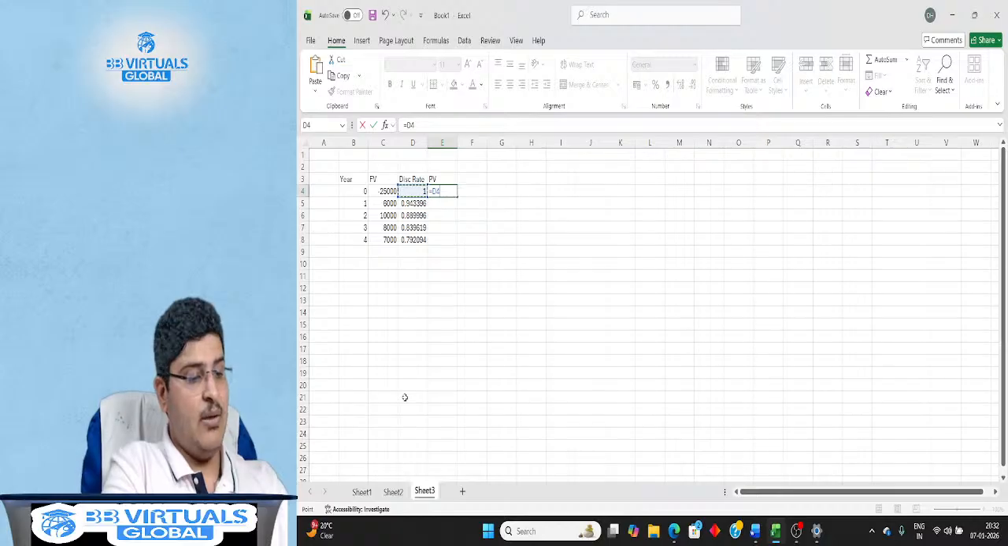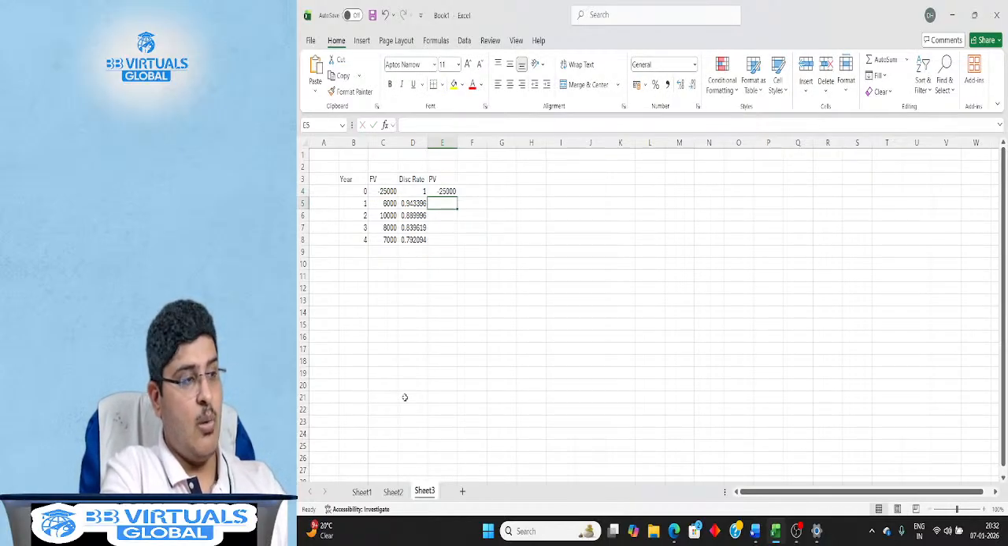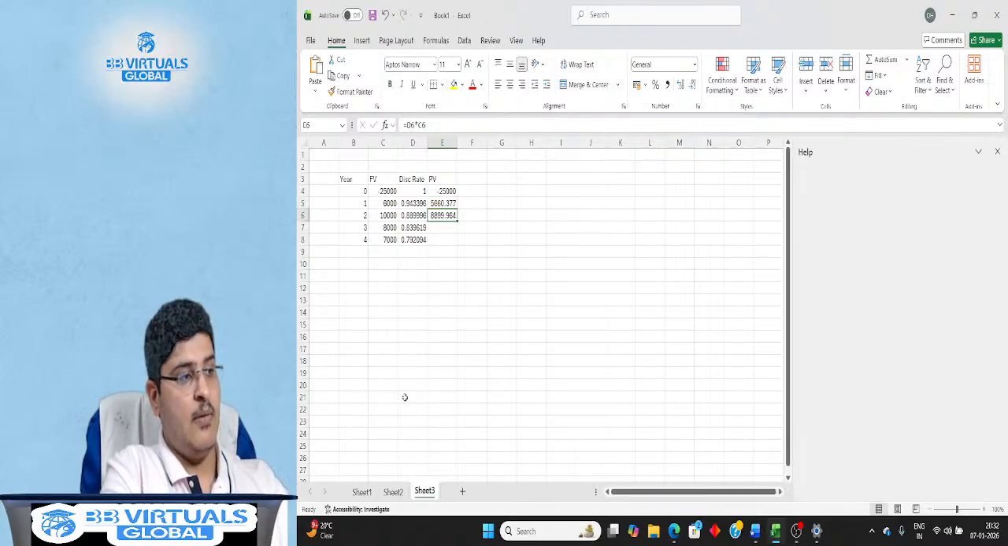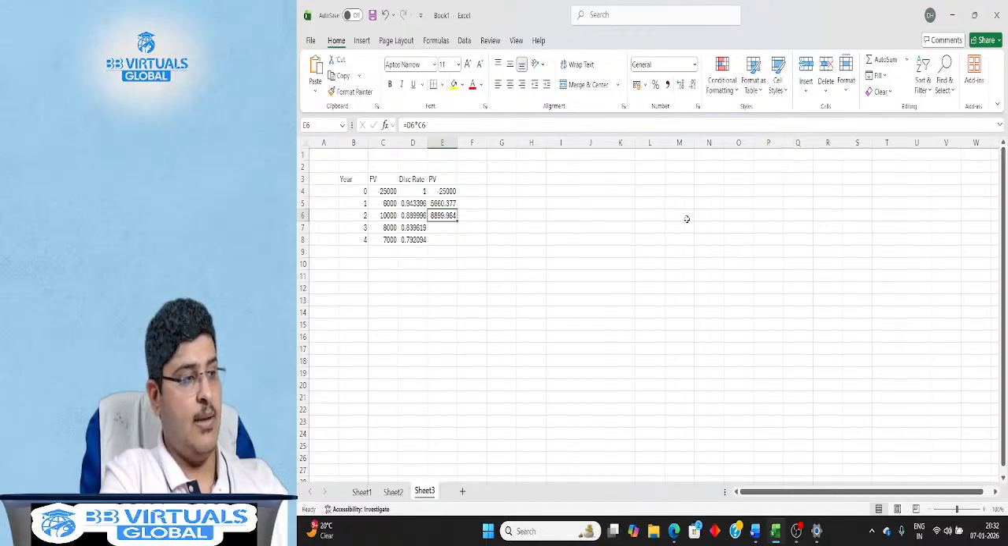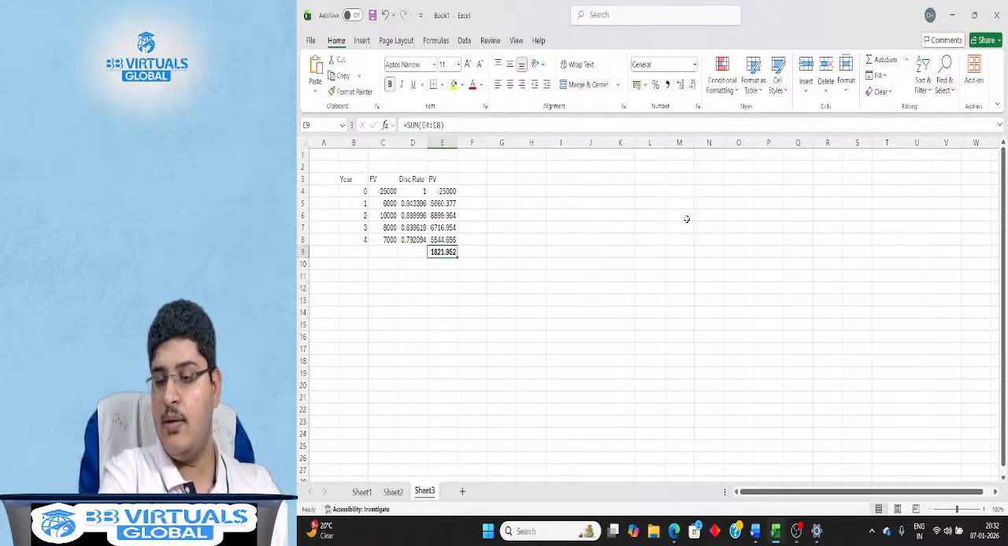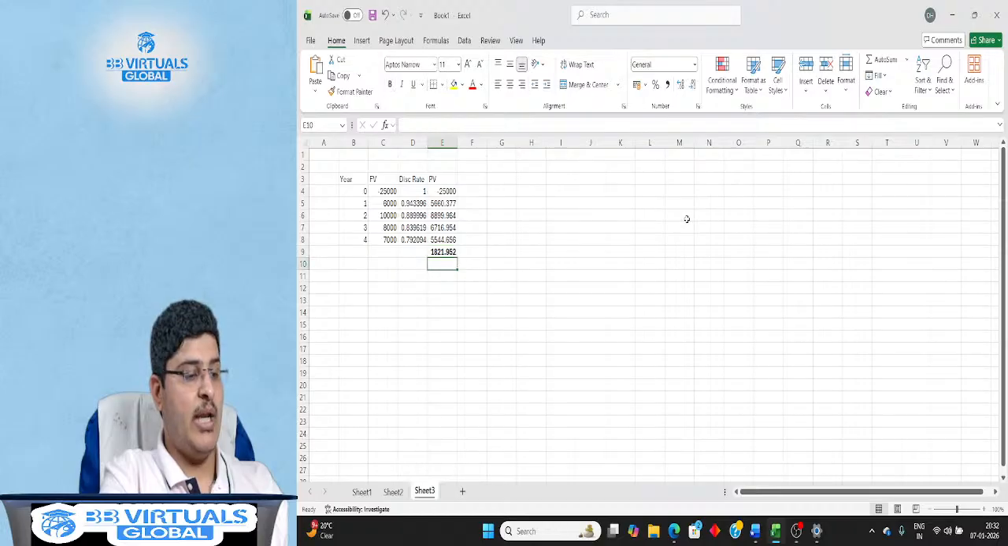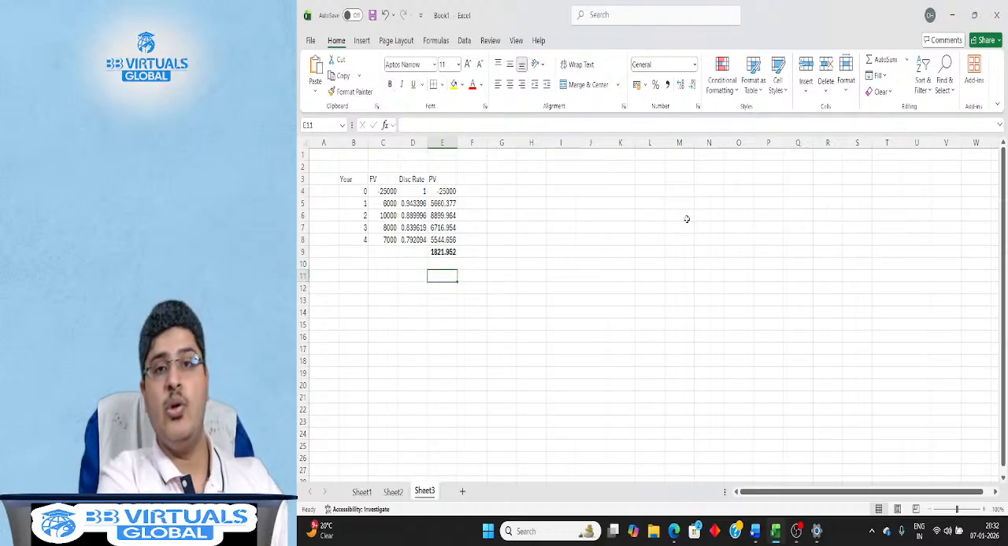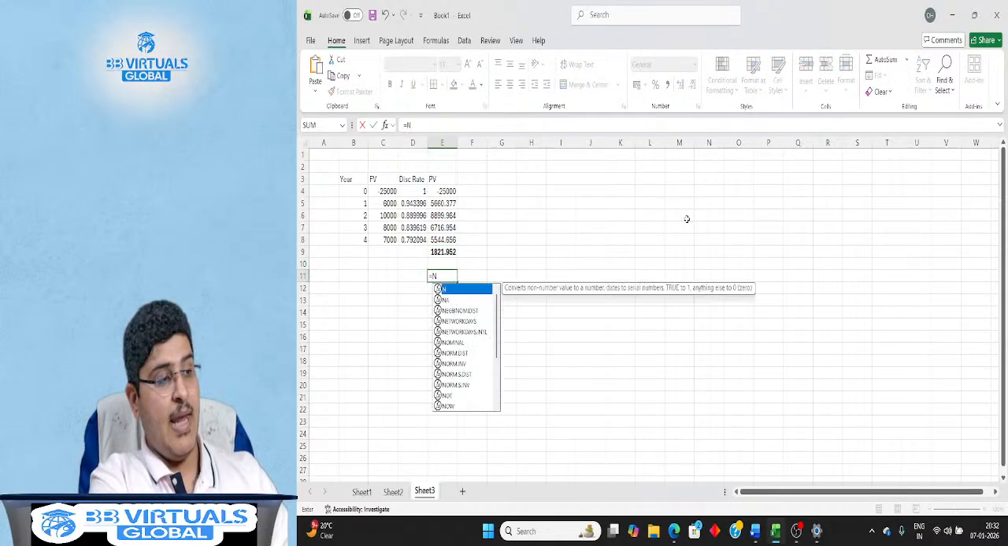Now your present value of each of these cash flows is nothing but the discounted rate into future value. I am again doing Ctrl D. I will show you the formula as well. The formula is the same. And just adding all of these values, which is 1821. Our answer was 1820 because of the minor rounding off. 1820 is your NPV.